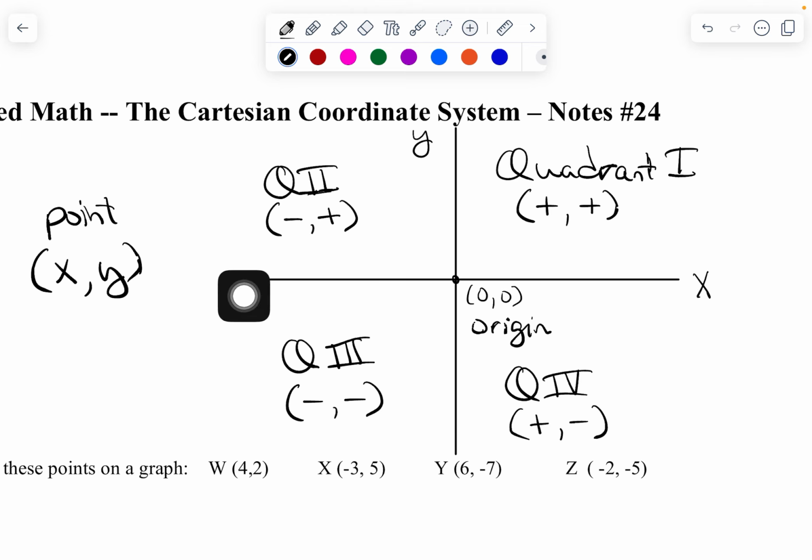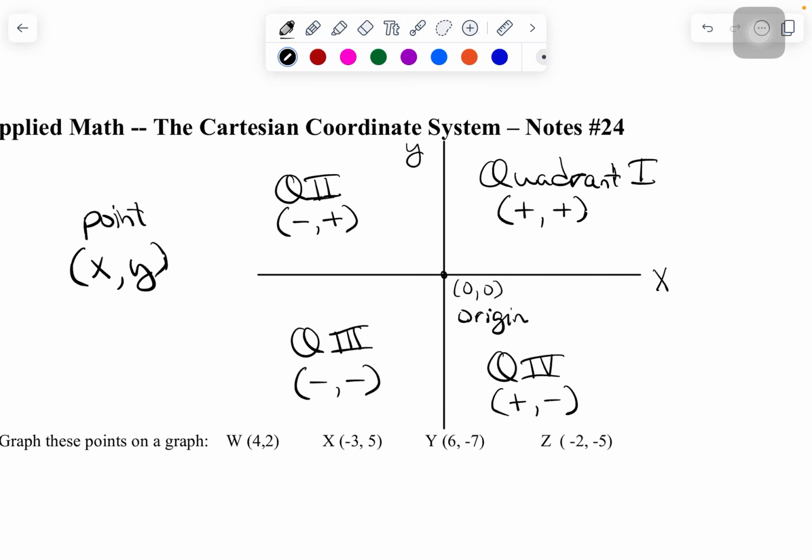Any point that lies on either of the axes is not considered to be in a quadrant. So the origin is the origin. If you ask me what quadrant the origin sits in, it doesn't sit in a quadrant. It sits on the axes. So the quadrants are only for points that are in the actual quadrants, not any points that are on the axes. All right, so that is our start here.